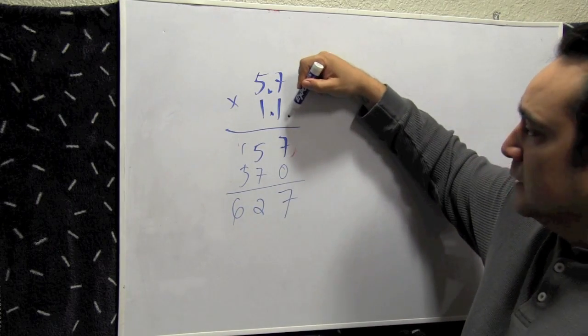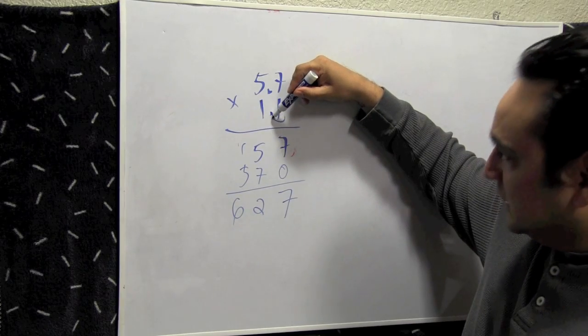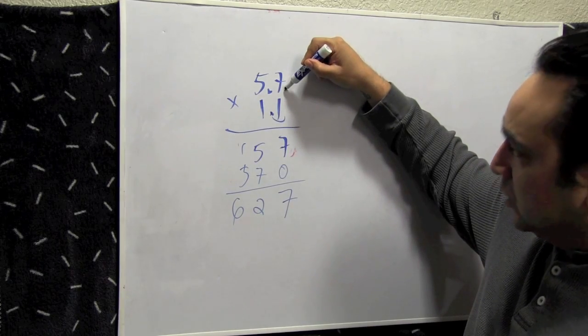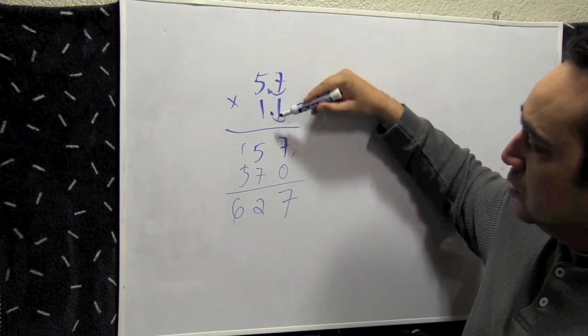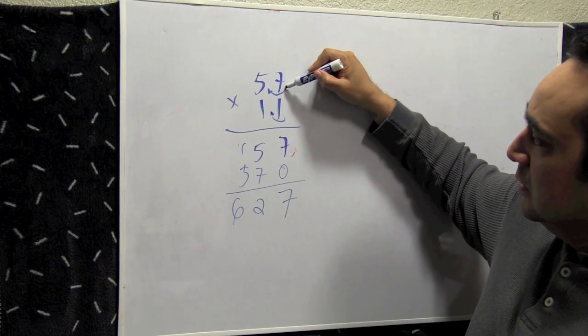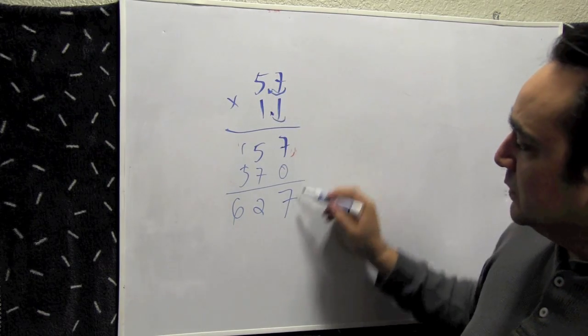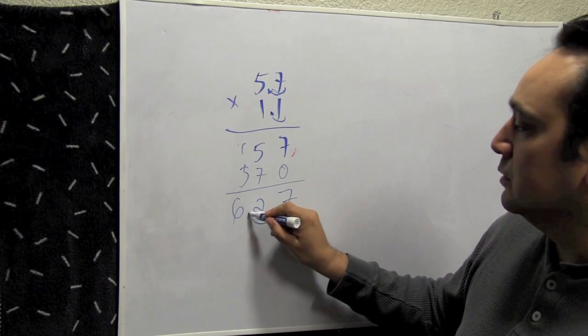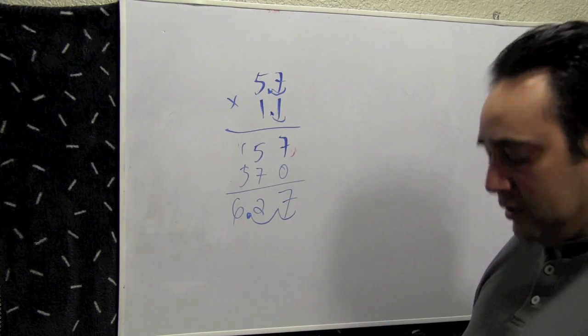You start from here. So it went over one time, and over here went over one time. So you go, it moved 1, 2. So you add them up. So you go 1, 2. So it's 6.27.